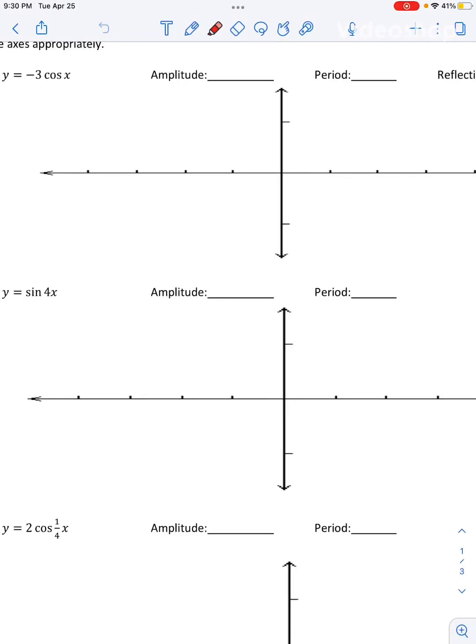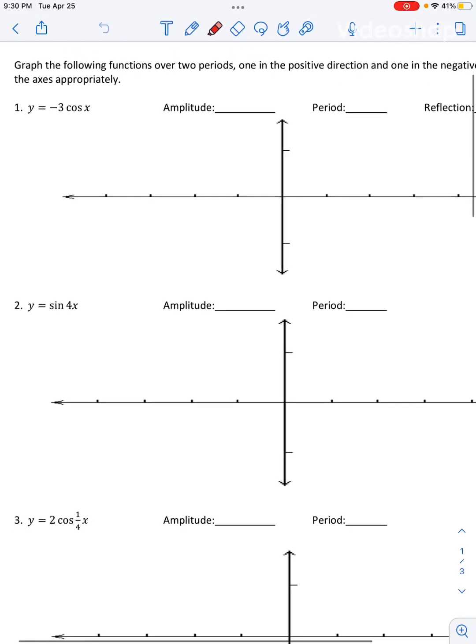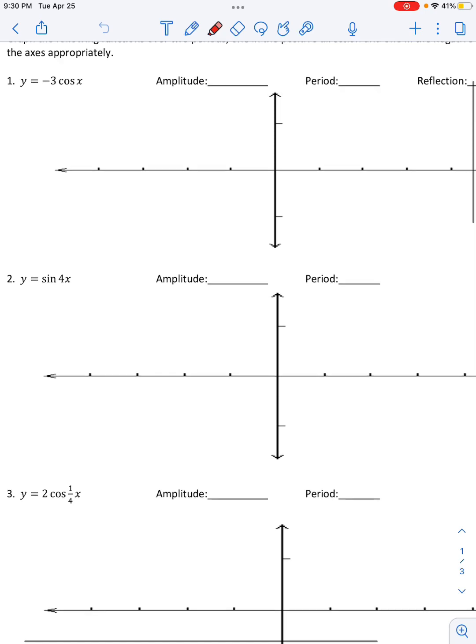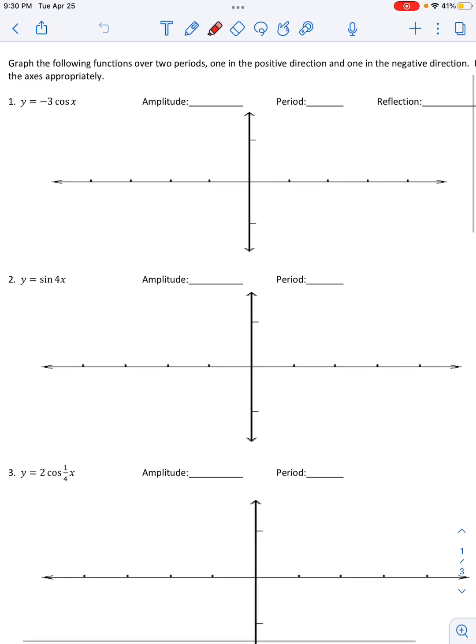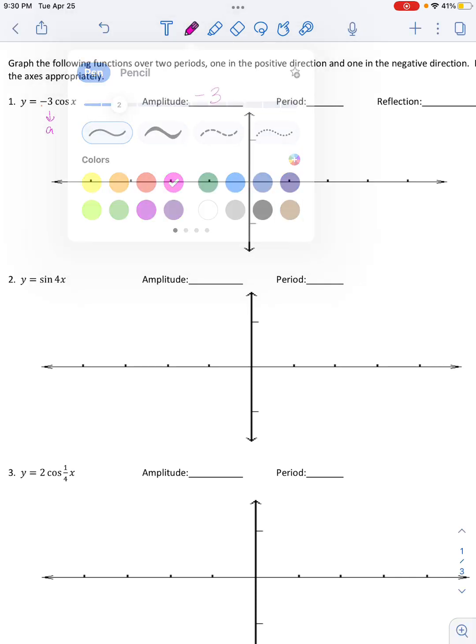So in today's video, we're going to be going over graphing sine and cosine. So the first thing that we want to look at is the amplitude. If we take a look at this equation, y equals -3 cosine x, the amplitude is this a value here, which is -3. So the amplitude is -3.